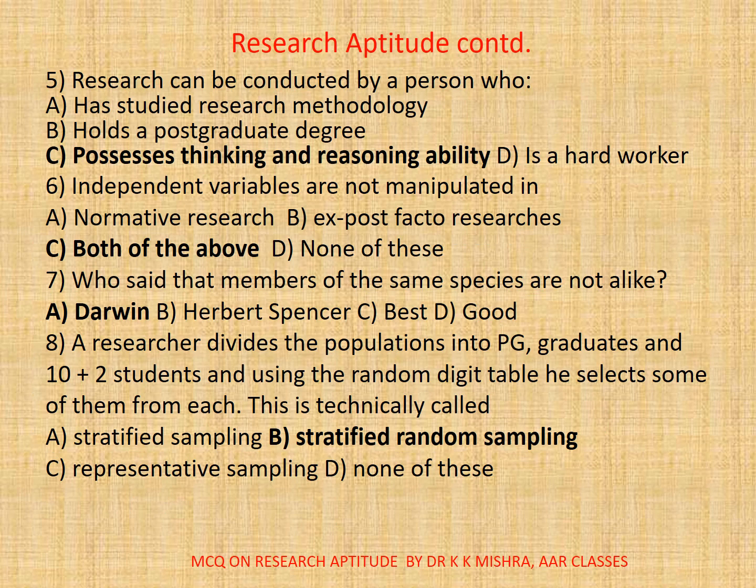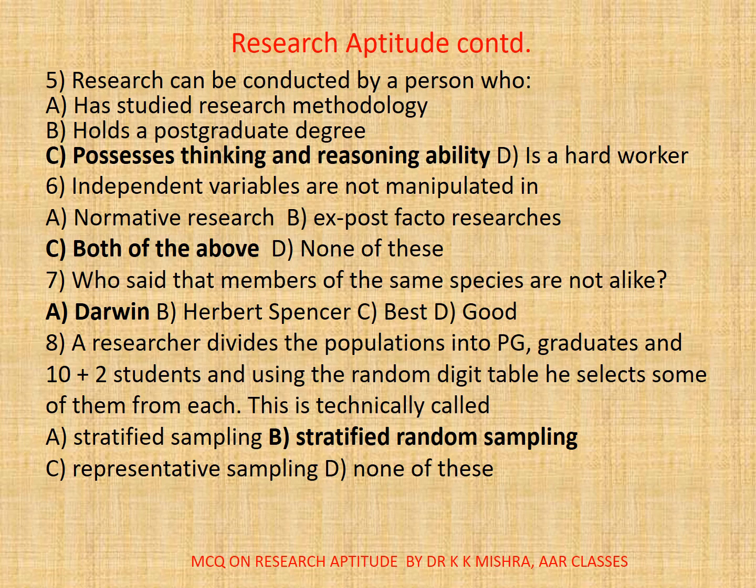5. Research can be conducted by a person who A. Has studied research methodology, B. Holds a postgraduate degree, C. Possesses thinking and reasoning ability, or D. Is a hard worker. Correct option is C. Possesses thinking and reasoning ability.